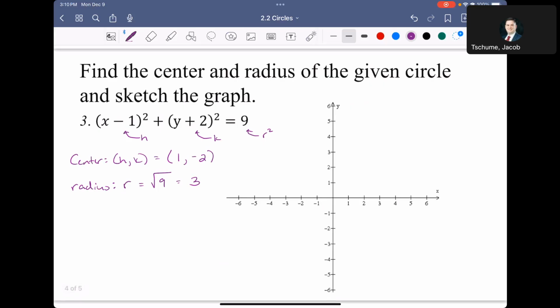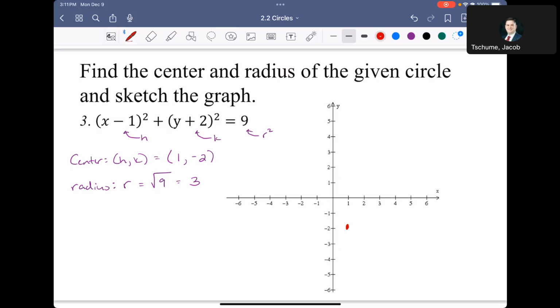When it comes to graphing this, what you're looking for on the ones on your homework and your assignments is to make sure that the center value is labeled. So the center would be right 1 on x and then down 2 on y. And then since the radius is 3, what I typically do is I start at the center and I'm going to go 3 units up, 3 units down, 3 units to the left, 3 units to the right to create the outer region of my circle.